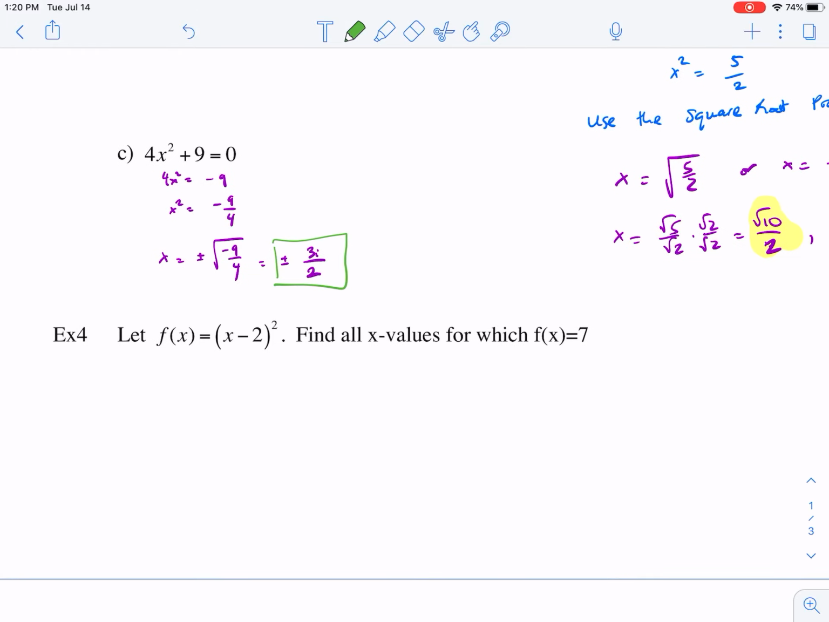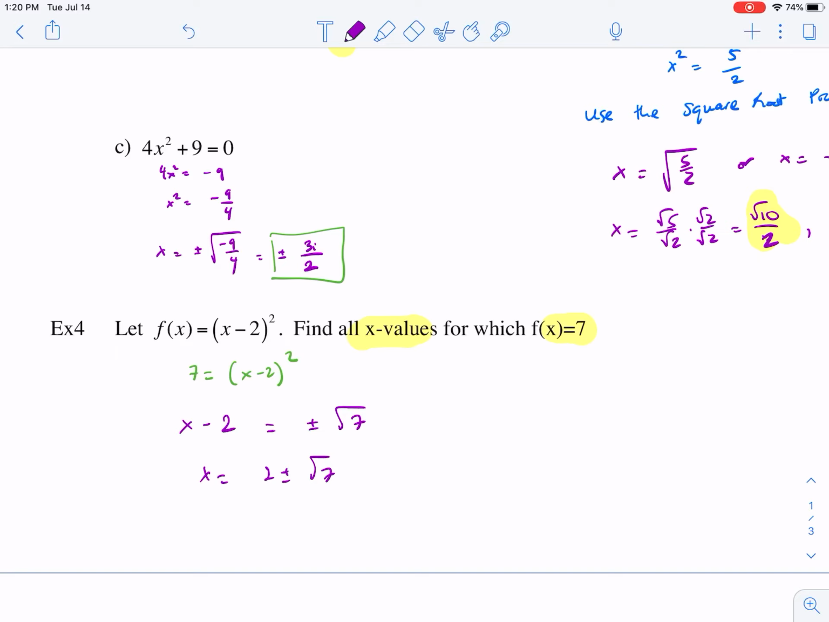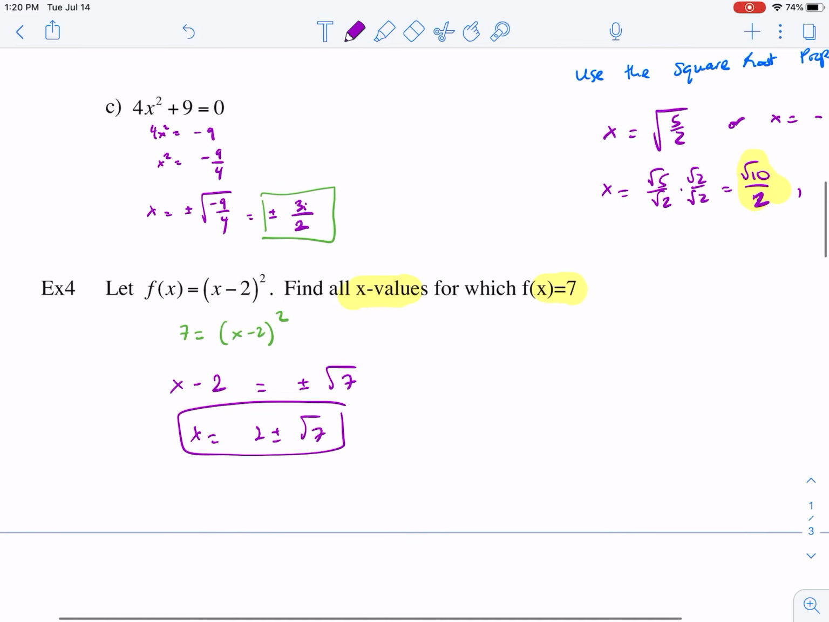Exercise 4 here is a function notation question. It's asking for values of x for which the y value is 7. So we kind of solve for that. We say if the y value is 7, what x value leads to that? We have a quantity squared equal to a constant, 7, here. So in this case, we can apply the square root property, saying that x minus 2 equals plus or minus square root 7. Add the 2 on the other side. So these are our two x values that give a y value of 7.